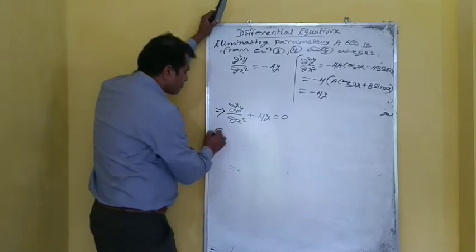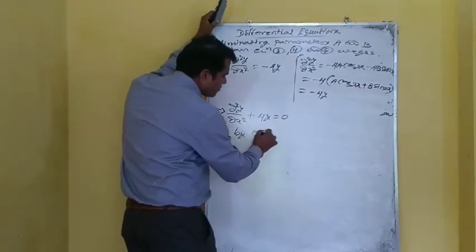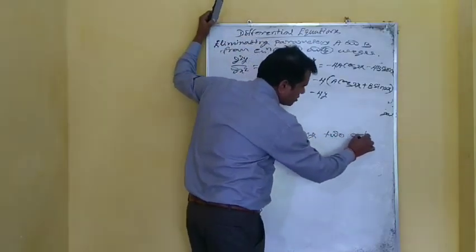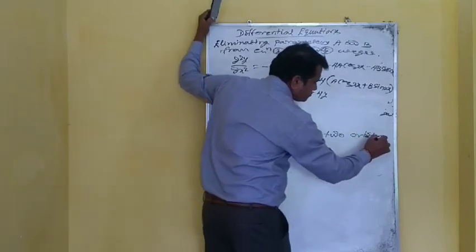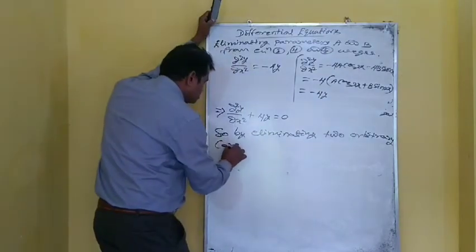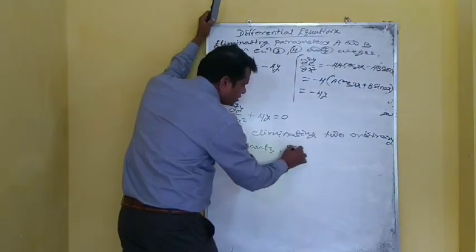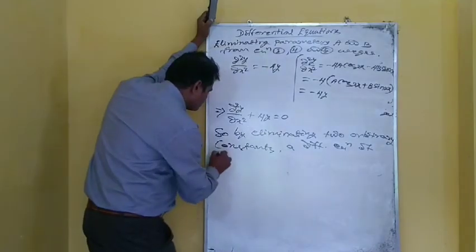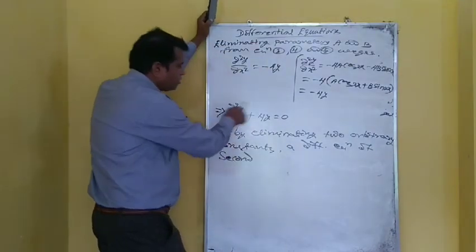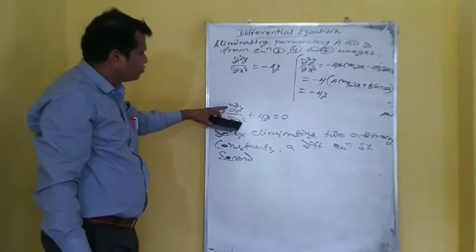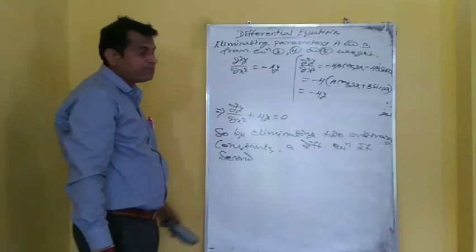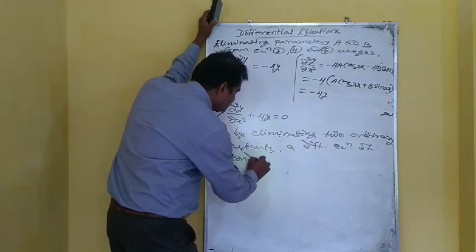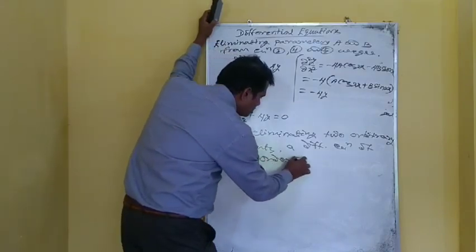So by eliminating two arbitrary constants, a differential equation of second order is obtained. The order of this differential equation is 2, because the highest order derivative present in this differential equation is the second order derivative.